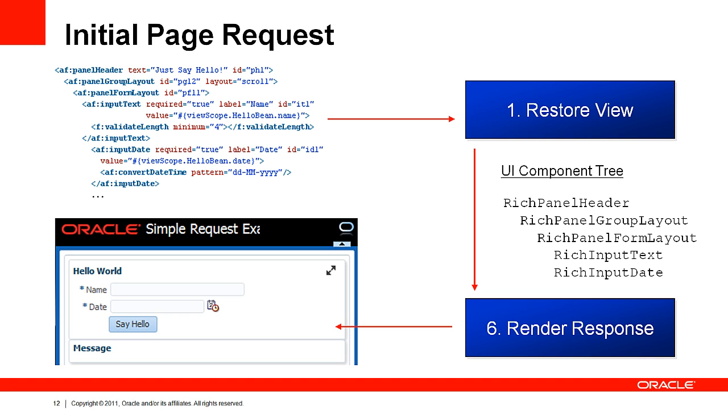The restore view phase now will check if this view has been requested before and if there's some existing state to it. If it doesn't find an existing state on the server side for this view, it will proceed with the render response phase, because there's no need to update a value, as obviously this is the first time this page got requested. The render response phase will then make everything that is required happen to render the page so we can see it on the browser.